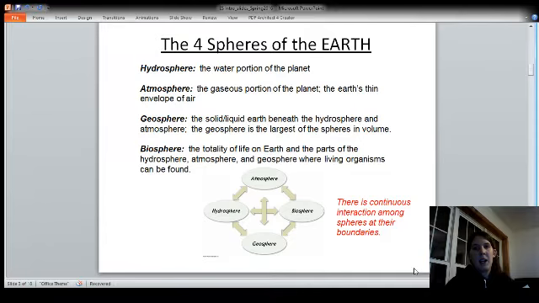And finally, the biosphere. This is the totality of life on Earth and the parts of the hydrosphere, atmosphere, and geosphere where living organisms can be found. Now, this one is also a very important sphere in understanding dynamic landscapes, but we will not be touching on this one quite as much as the others. When we talk about earth science, we're talking more about the non-organism portion of Earth's processes. So we won't really be touching on the biosphere except tangentially to whatever other topic we're covering at the time.